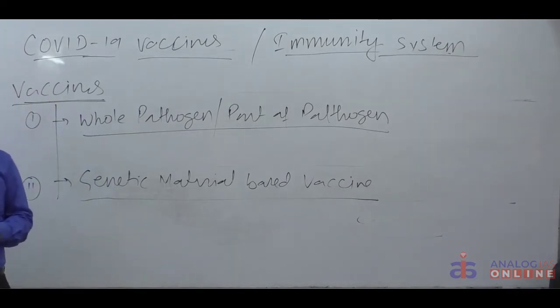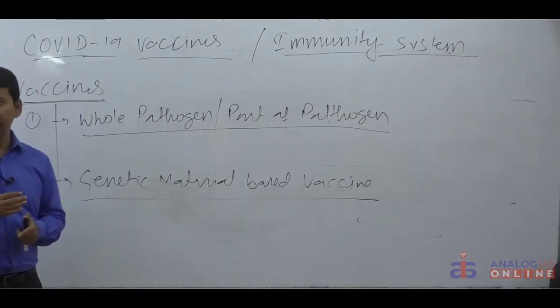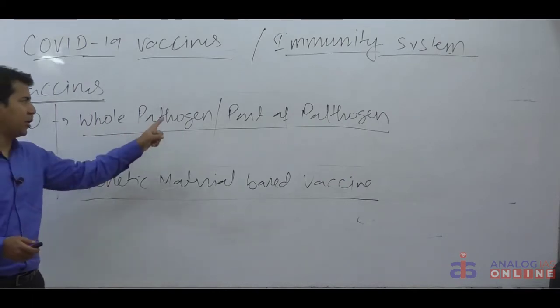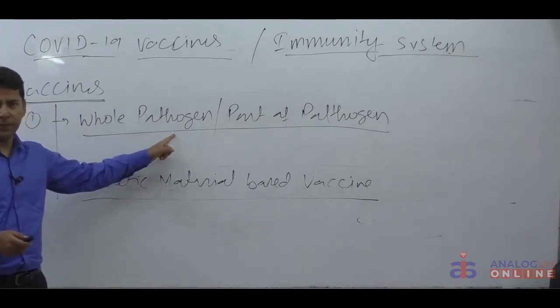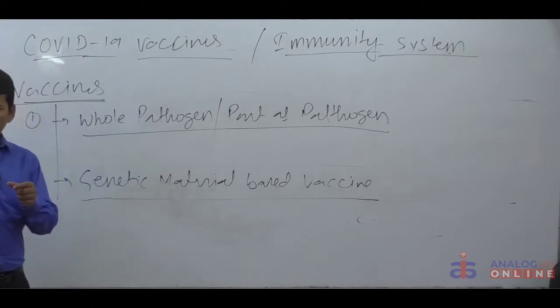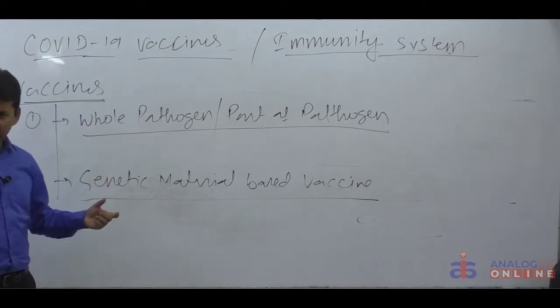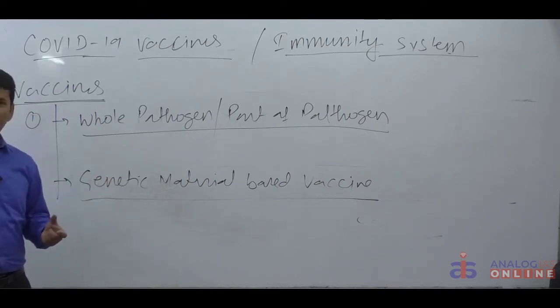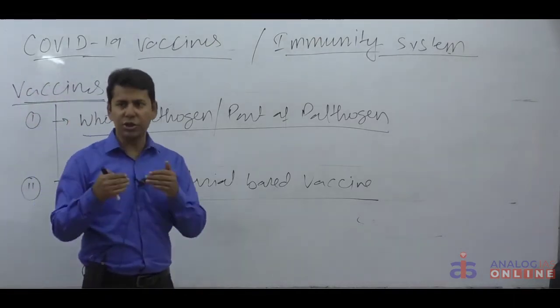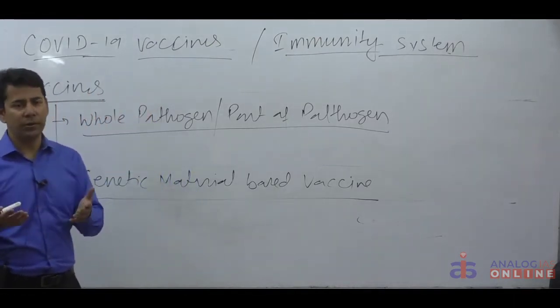So there are two ways. You take the spike protein directly. If you want to take a spike protein directly, you have to go with the whole pathogen or part of pathogen technology, right? And second, if you don't want to go that way, then you can make a messenger RNA and provide this messenger RNA in our bloodstream so that the cells get instruction to make the spike protein on their own.